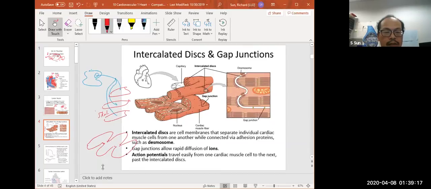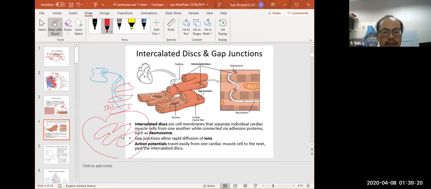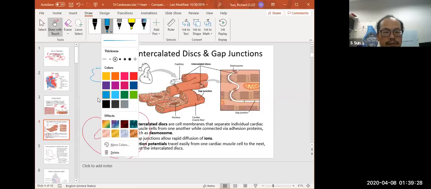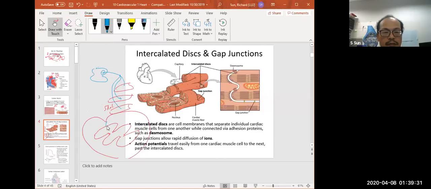The entire heart, all the muscles are connected. So when the action potential travels, it excites one heart muscle cell, and it will travel along the membrane to the next, and the next, and the next heart muscle. So when they get excited and contract, the entire chamber, the entire heart, will contract all together. It's not like our skeletal muscle.